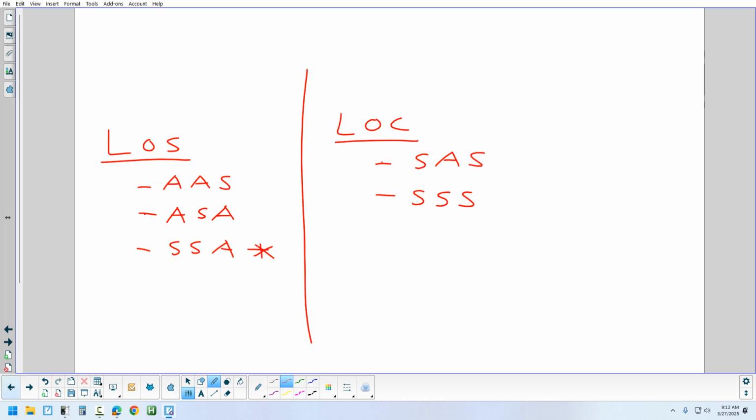Yeah? It's law of sines. That's law of sines. And what specifically about side, side, angle? Yeah? It could have multiple solutions. Yeah, then we got to get into the one solution, two solution, no solution stuff, and I really don't want to do that.